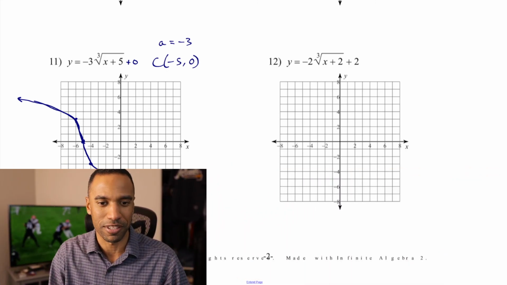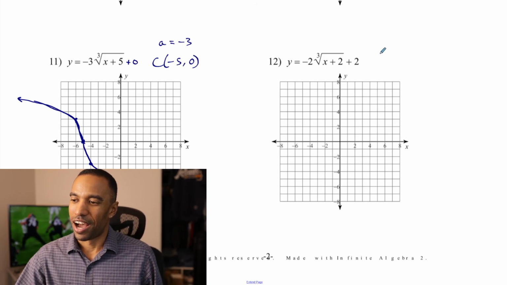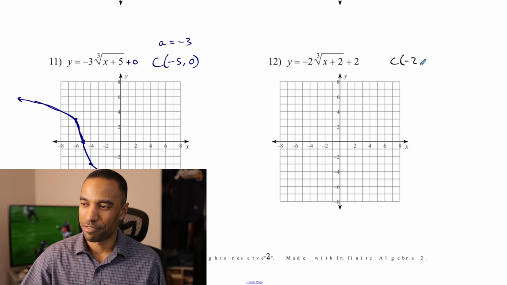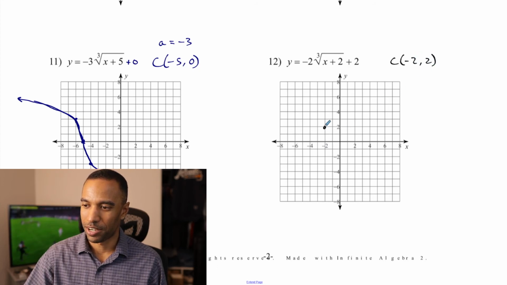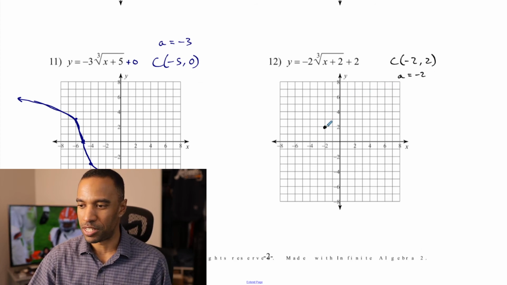Guess I can't beat 25 minutes. I could if I didn't write the information. All right, let's do black. The center for this one is at -2, 2, right here. Stretch factor is -2. So again, it'll be going down and we'll be doubling those heights.